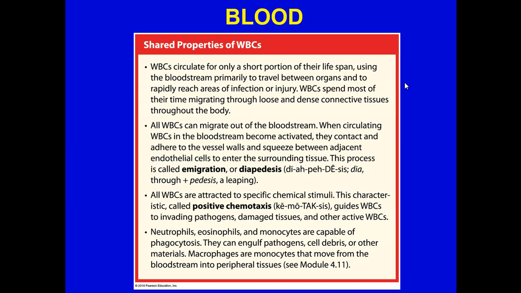Now, all WBCs are attracted to particular chemical stimuli. This is chemotaxis, and this is a positive chemotaxis. Basically, the chemical components guide the WBCs to the invading pathogens, damaged tissues, or other WBCs. Now, neutrophils, eosinophils, monocytes are capable of phagocytosis. They can engulf pathogens, cell debris, other materials. Macrophages are monocytes, and they move from the bloodstream into peripheral tissues.